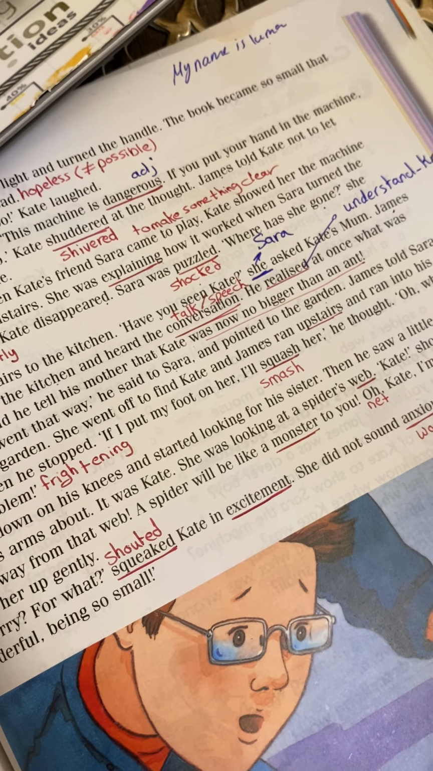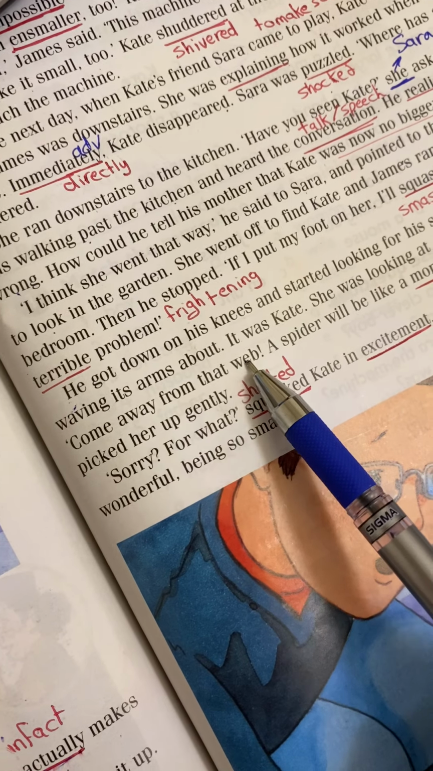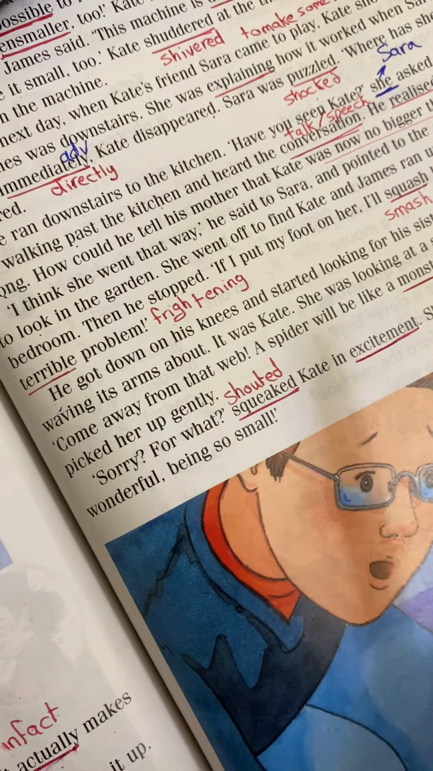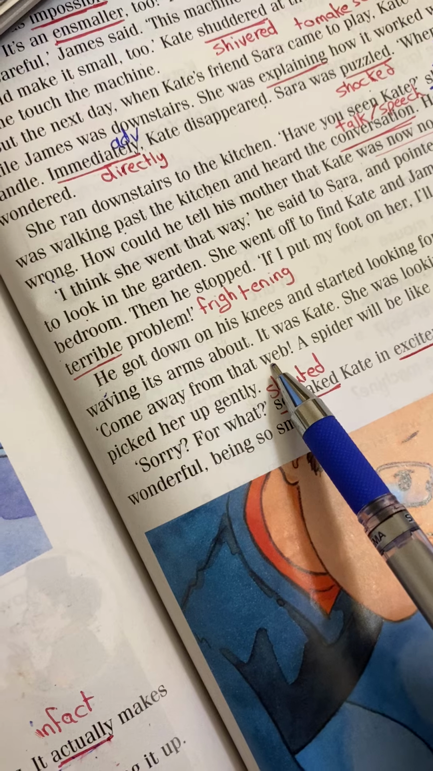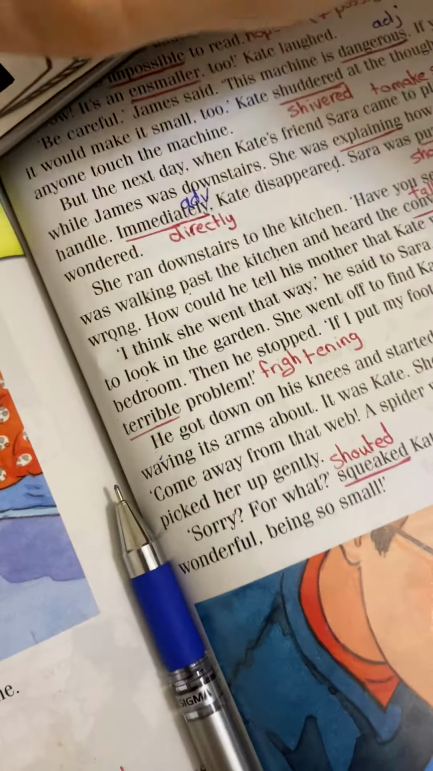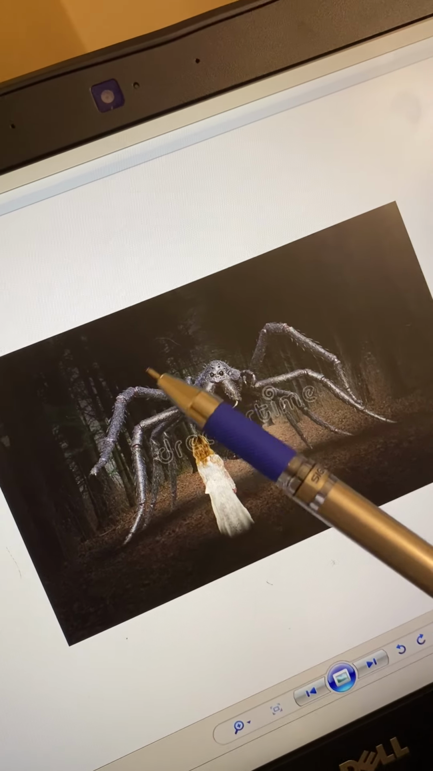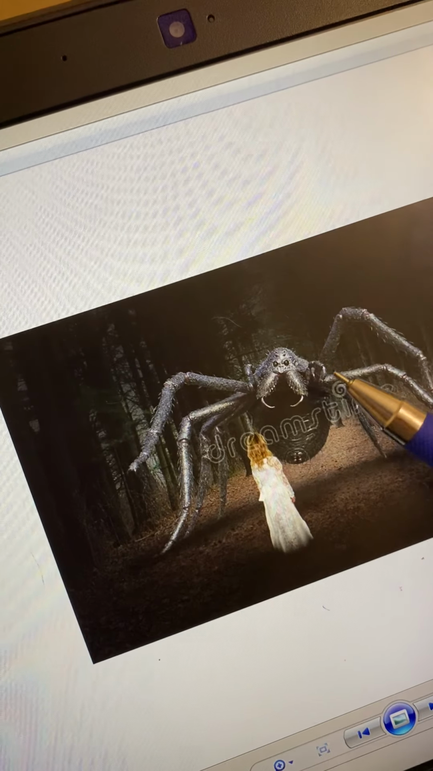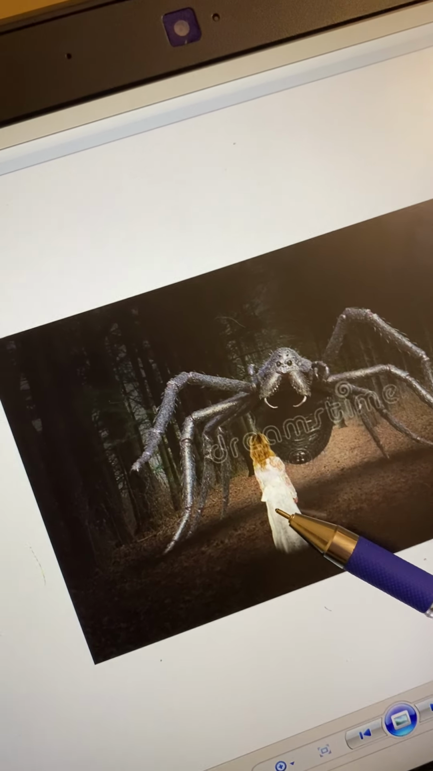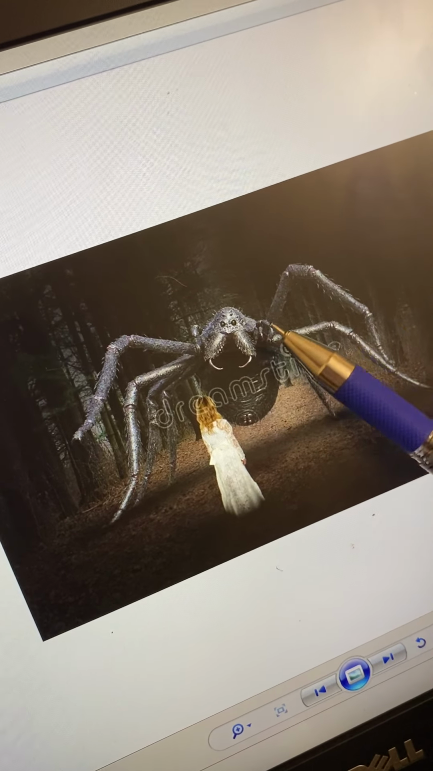Katie shouted, James, come away from the web. James said or James shouted, come away from the web. Okay, why? Look at this picture. This is a spider and this is who? Katie. Katie is very small, okay, and the spider is very big.